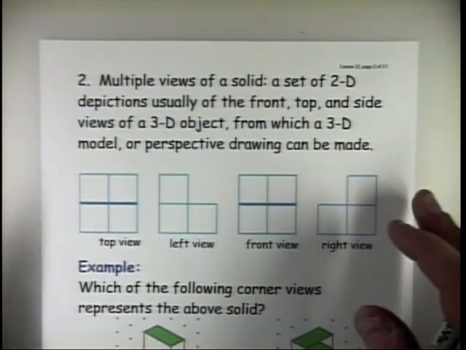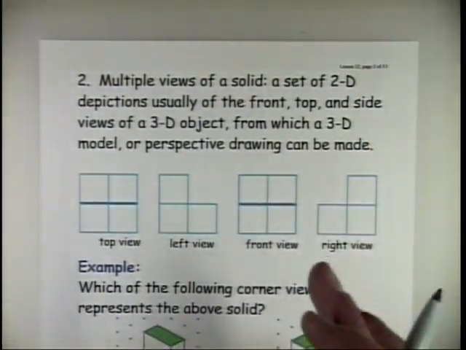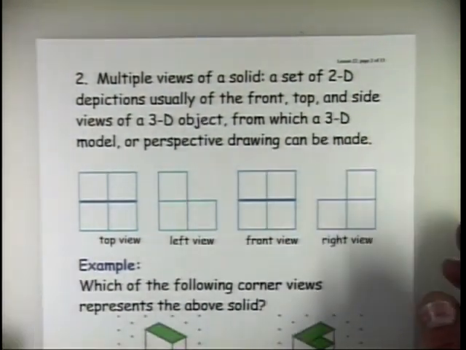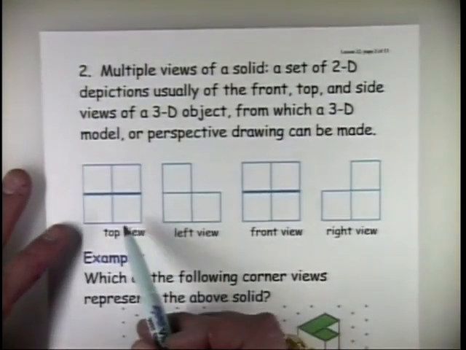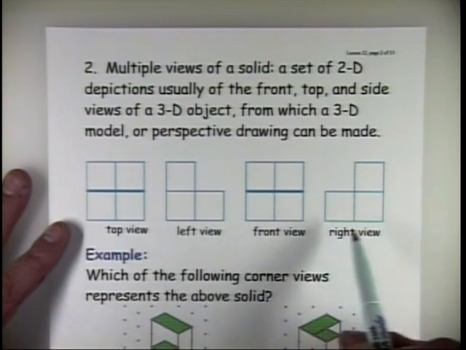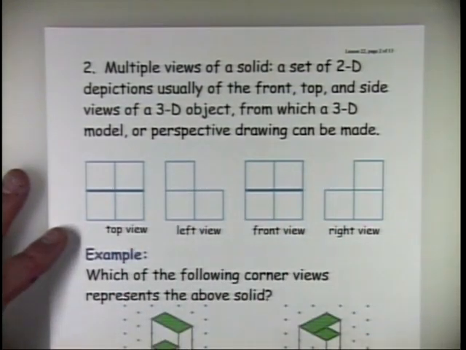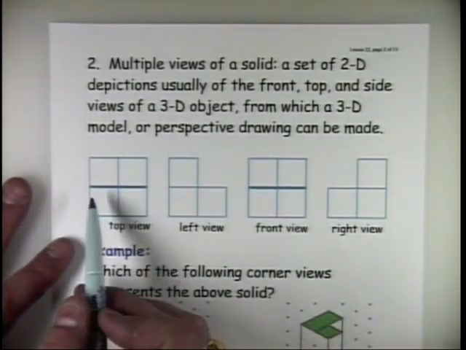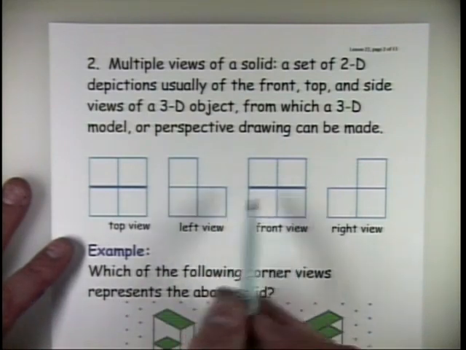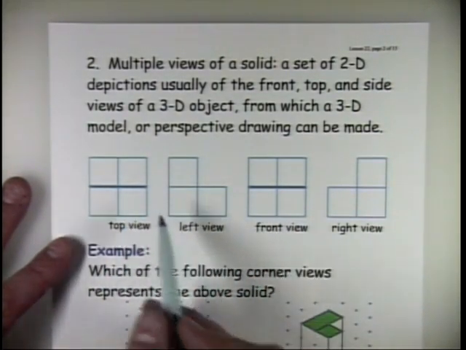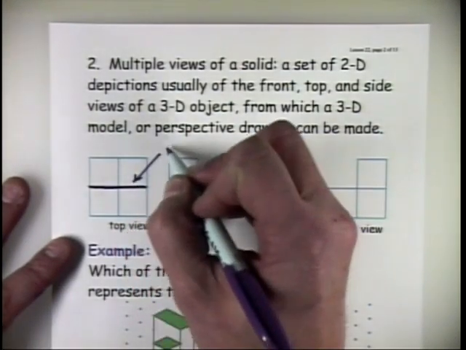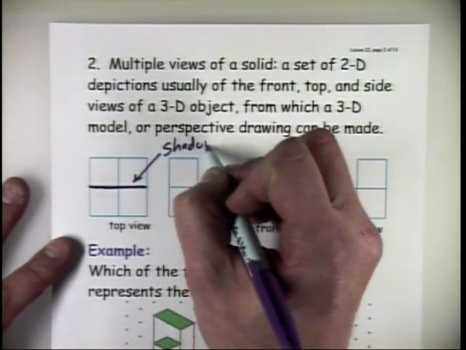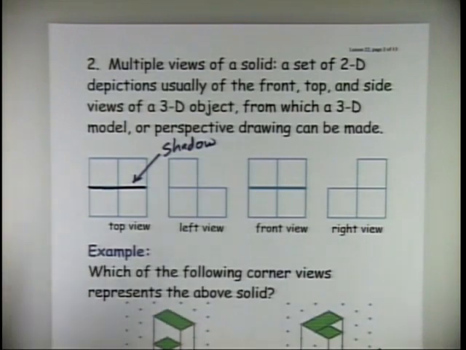Another useful way is to look at multiple views of the solid in two-dimensional format, but we're going to need more than one drawing. And it's usually given as the top view, the left view, the front view, and the right view. So this would be an example. Now notice in these drawings right here, there appears to be a darker line on the top and the front view. That darker line is to give the illusion of a shadow line. It usually means that there's a cliff or something there that is creating a darker line.